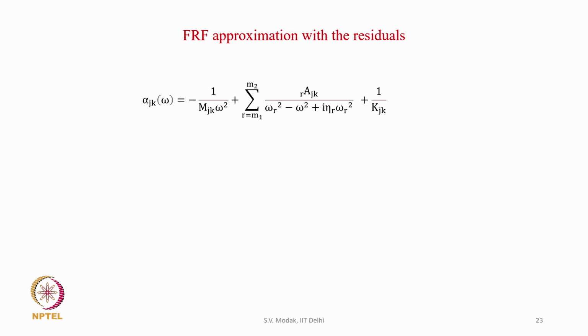Therefore, here we see that M JK and K JK are two additional unknowns which need to be determined during curve fitting. So, in addition to finding the model parameters of the modes from M1 to M2, we also need to determine these coefficients of the low and high frequency residuals.